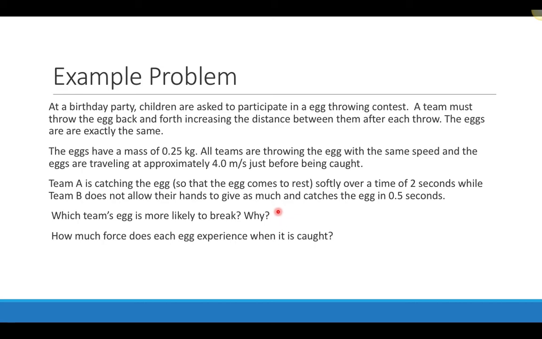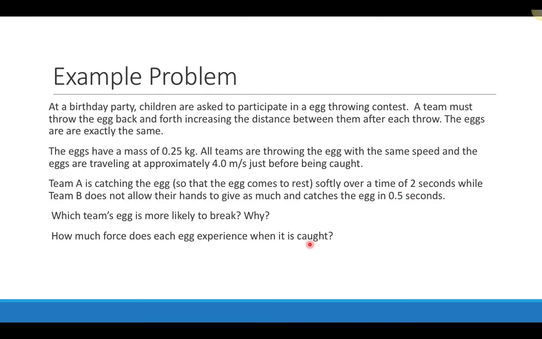So remember that the eggs have the same mass, the same initial velocity, and the same final velocity of 0, so the eggs for both teams experience the same change in momentum, or the same impulse. If the impulse is the same for both, the team that lets the time interval be larger should have a smaller force exerted on their egg, and the one that has the shorter time interval should have the larger force exerted on their egg, and thus the one more likely to break is team B.